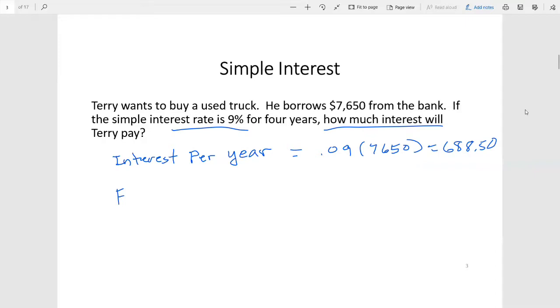For 4 years, the total interest is equal to 4 times 688.50, which is equal to $2,754.